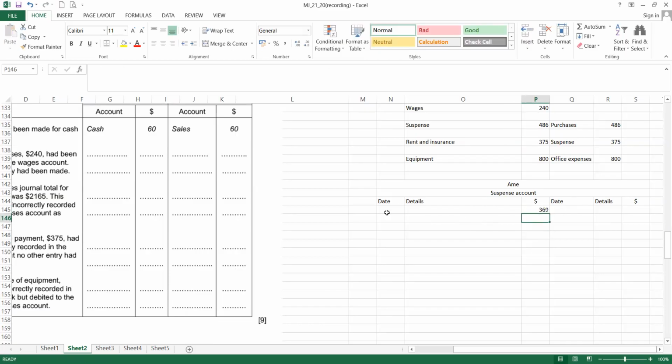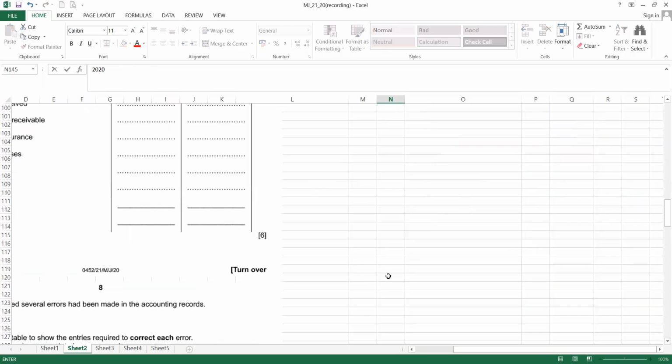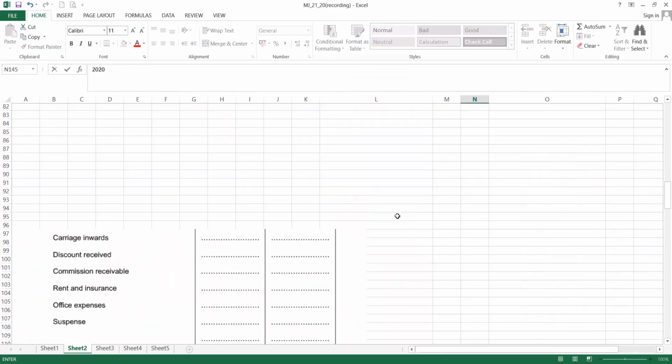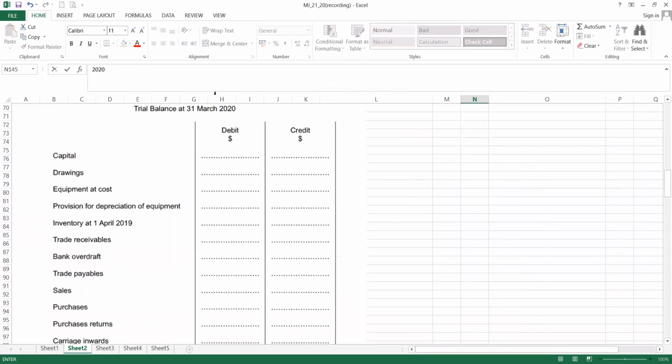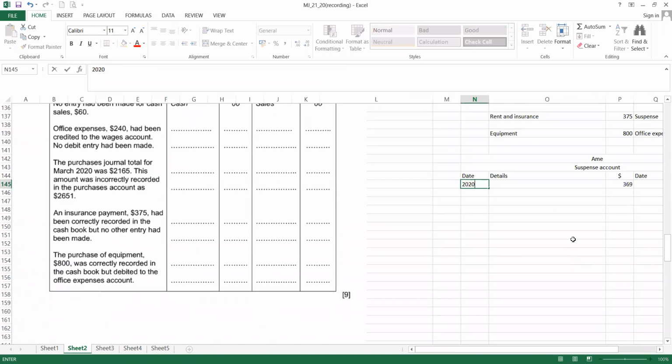369. And because the financial year is 2020, we put in the last day of the transactions that we made. Let me see what the financial year is. Okay, so 31st March 2020. We put March 31st, balance brought down. This is the beginning, 369.